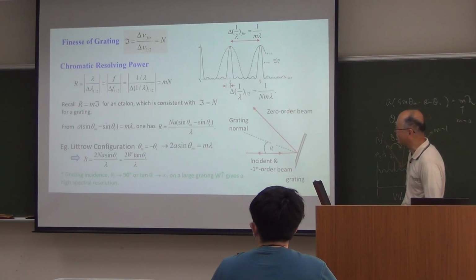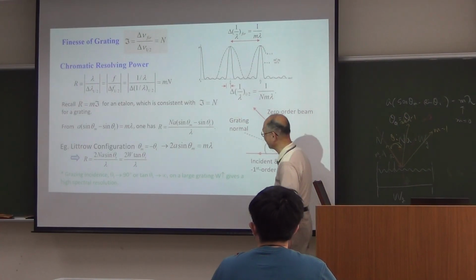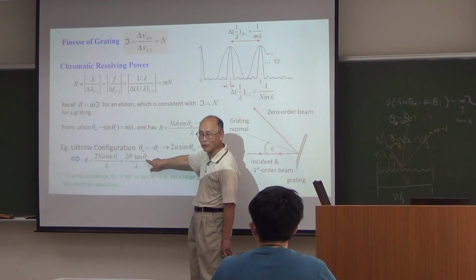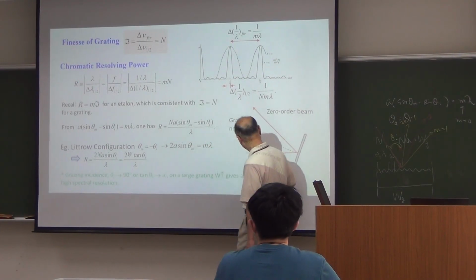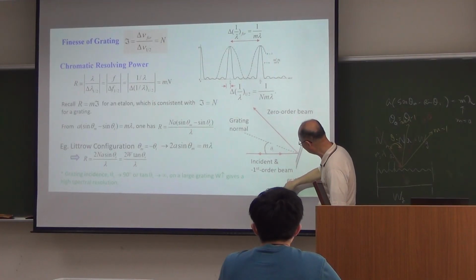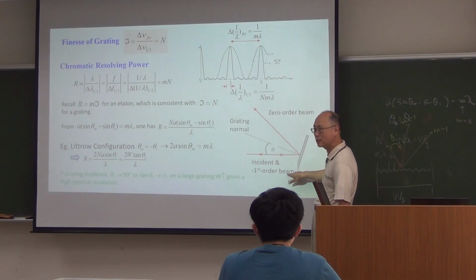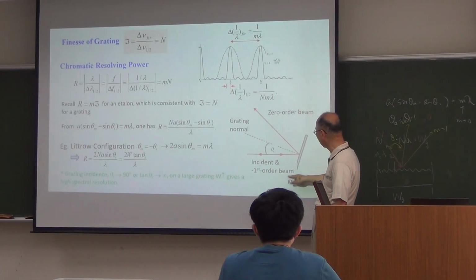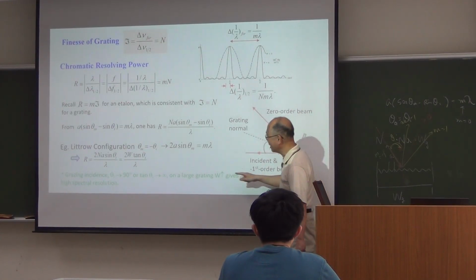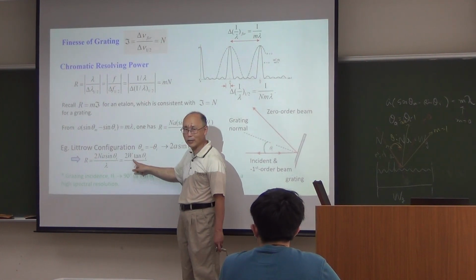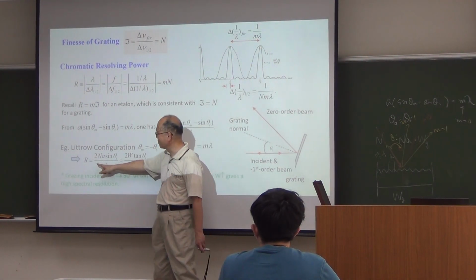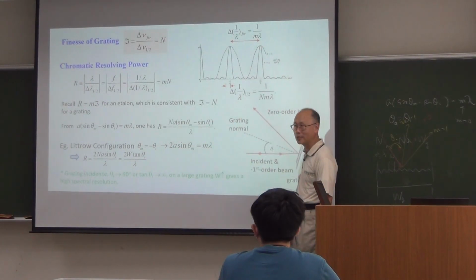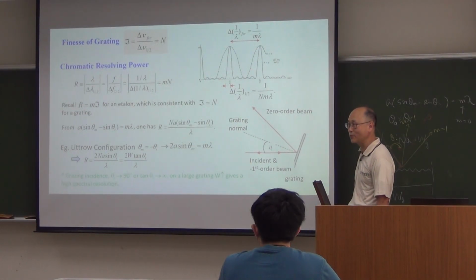Okay, but one more point I want to emphasize is that you can see that when this theta I is approaching 90 degrees, okay, when this angle is approaching 90 degrees, this means that you have grazing incidence. Your light is going to go along this direction, very, very close to the surface. And then this value approaches infinity. This means that your resolution can approach infinity. That is wonderful if we design something that has an infinite resolution.